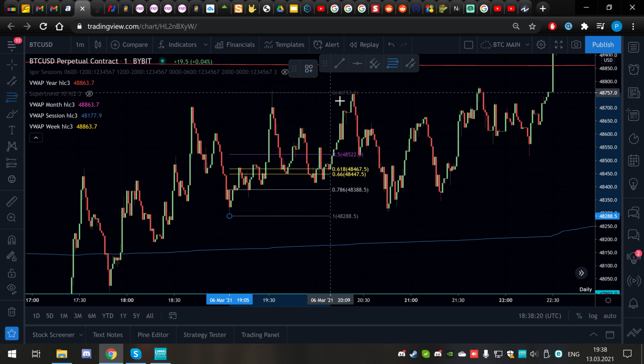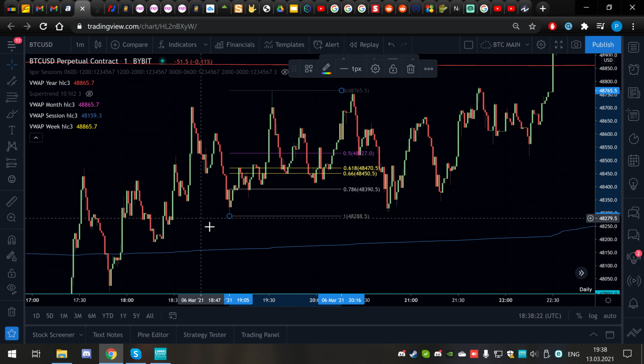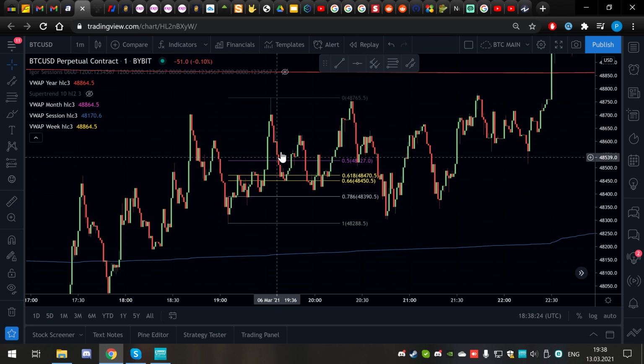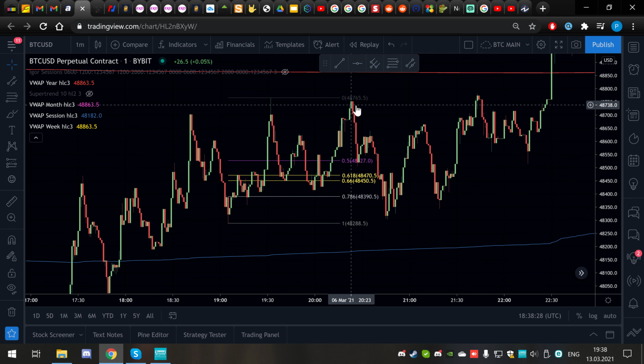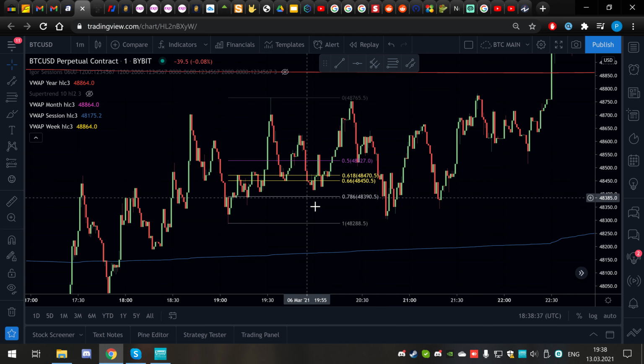And again, you pull from here. This was your entry, stop loss here. You made money. We didn't make a new high, so you had to take the profit here. If you didn't, your stop loss would be hit here. Okay.